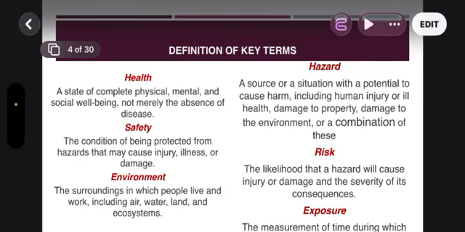For safety also, we have terms that you must use. One is safety, environment, health, hazard, risk, exposure. We'll be looking at them and we'll be giving definitions to them.